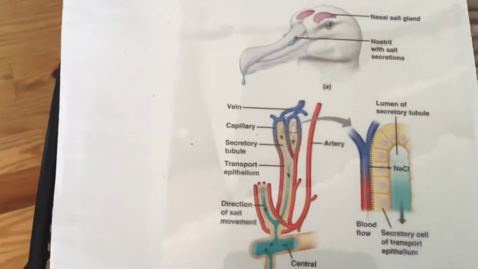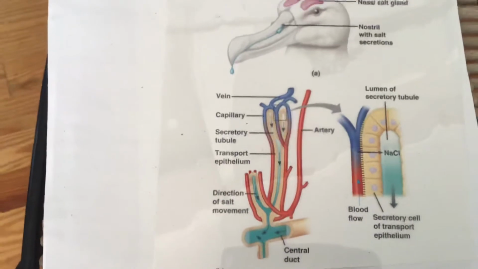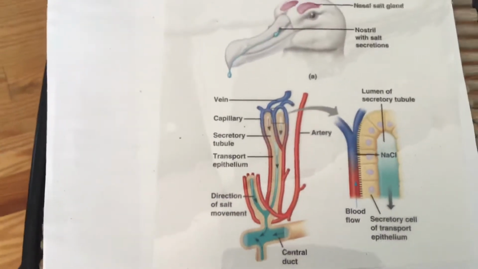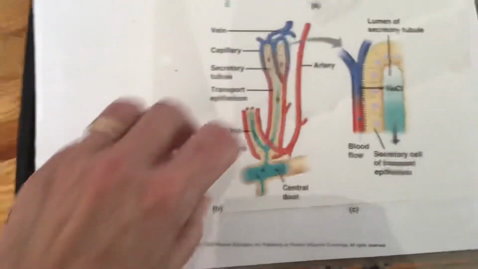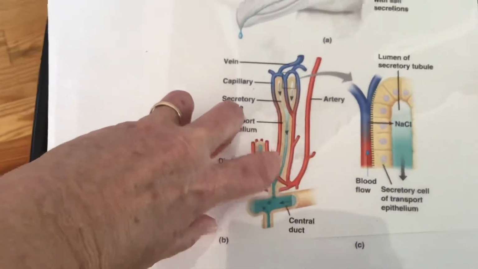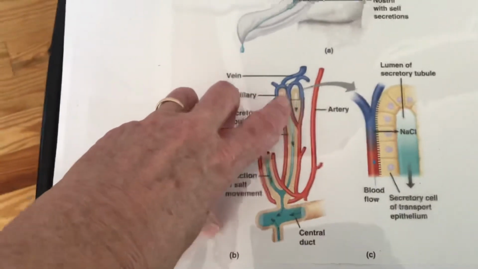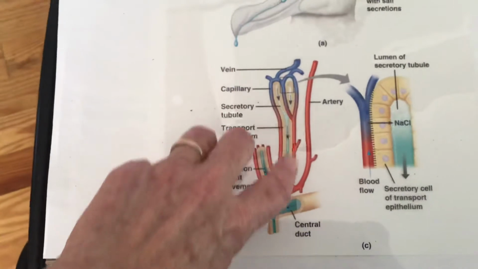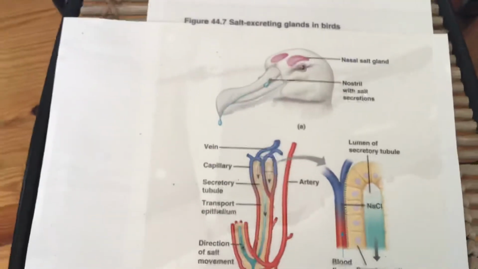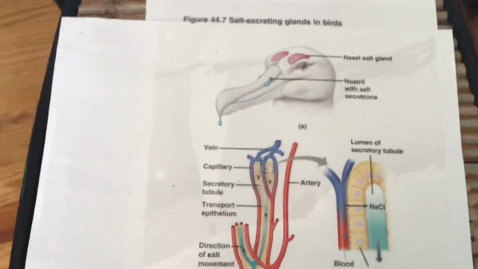The blood that is coming in will, for example, contain a lot of salts. And it is going to be passing past what they call the transport epithelia, which are the cells lining this gland. And this gland is going to be picking up salts and excreting them out of the nostril of the bird.